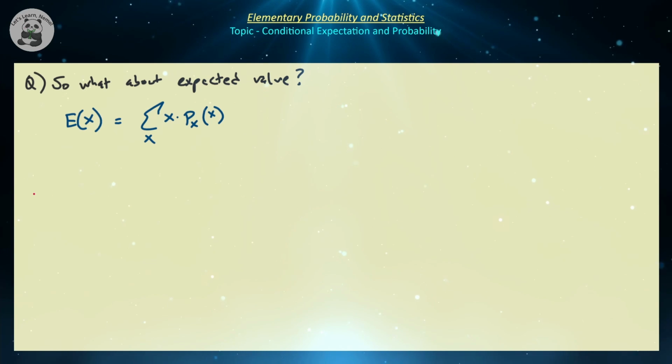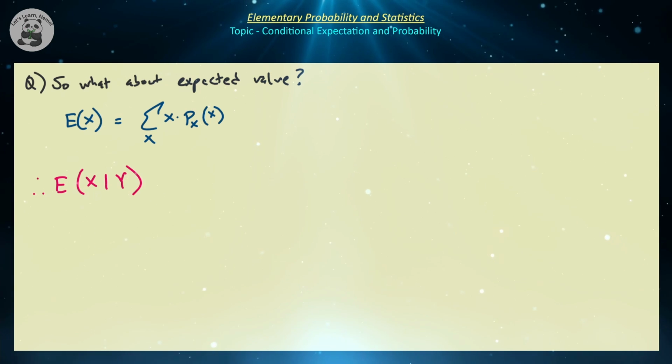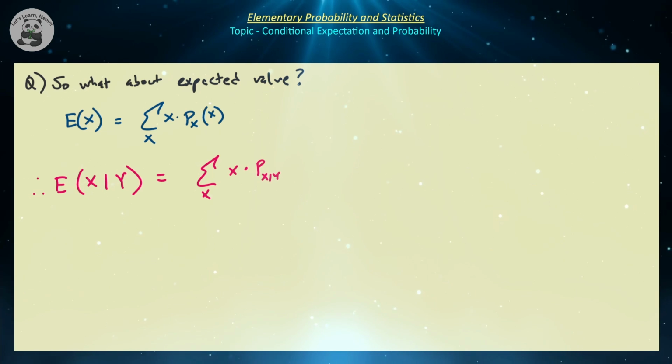So similarly, we're going to define the conditional expectation of x given a value of y, and this is going to be equal to, again, the sum across all possible values of x times the associated conditional probability mass function p_{X|Y}(x|y) of little x given little y.